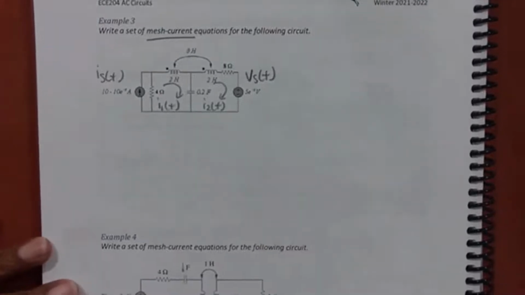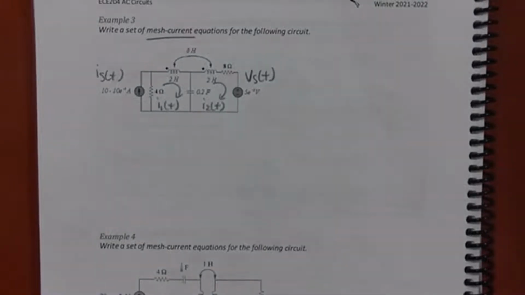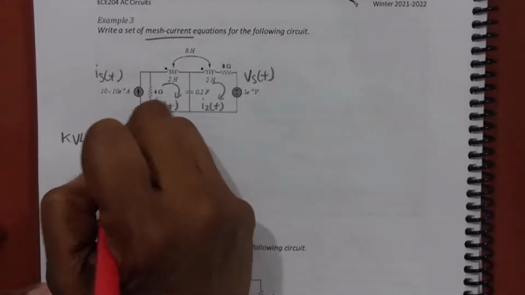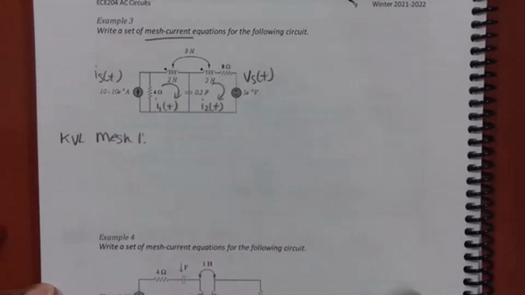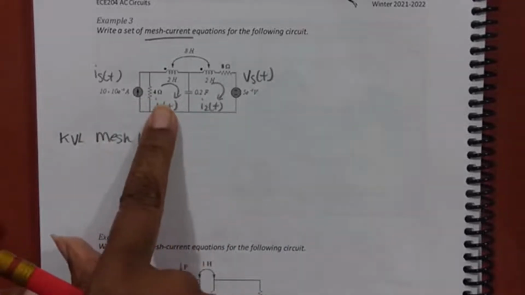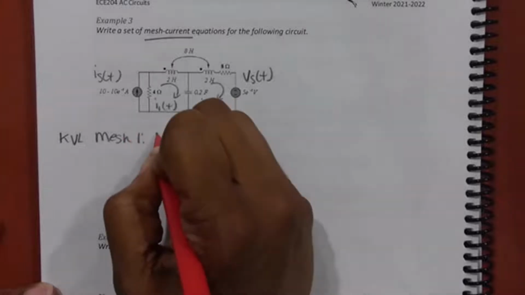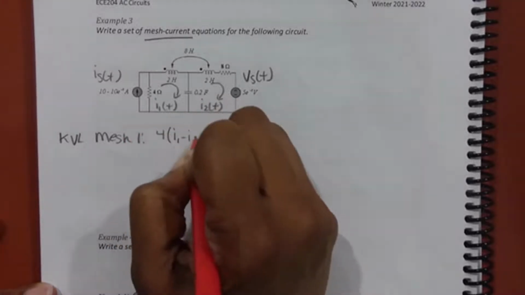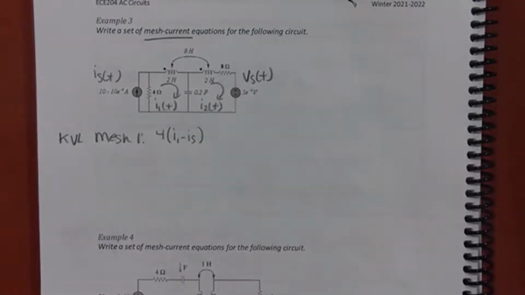And I'm going to use the mesh current method in order to solve. So I'm going to do KVL at mesh 1 and KVL at mesh 2. So KVL at mesh 1, starting with the 4 ohm resistor, is going to be 4 times I1 minus IS.